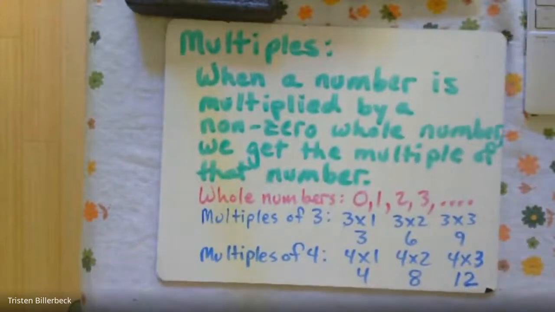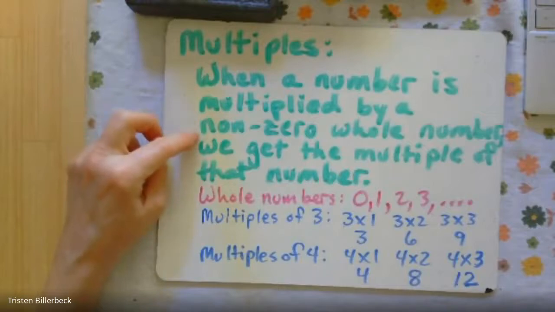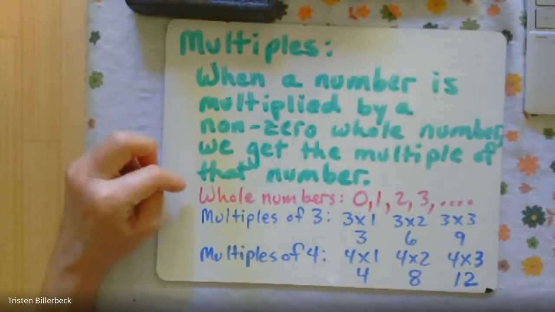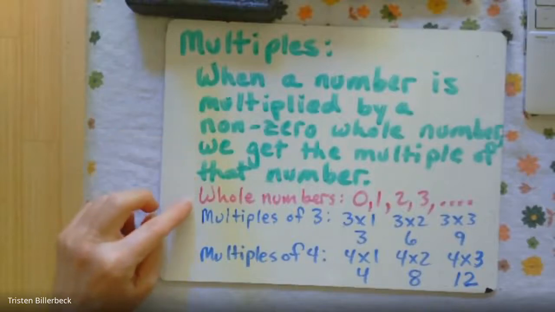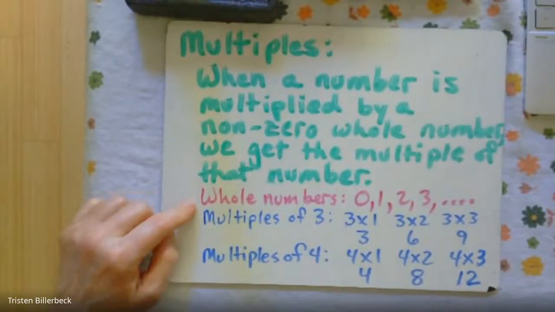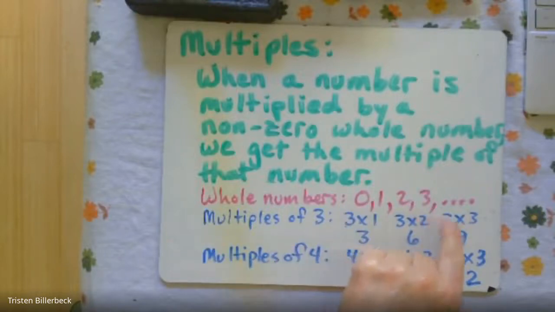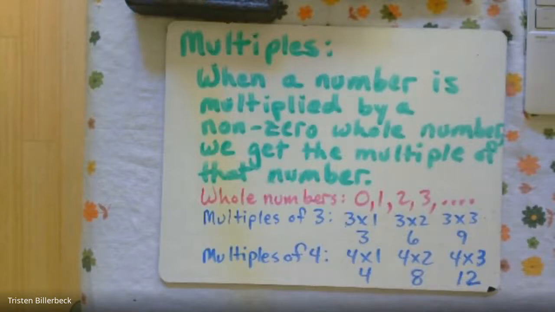So let's talk about multiples. When a number is multiplied by a non-zero whole number, we get the multiple of that number. So a non-zero whole number would be anything that's not this 0. So whole numbers are 0, 1, 2, 3, etc.